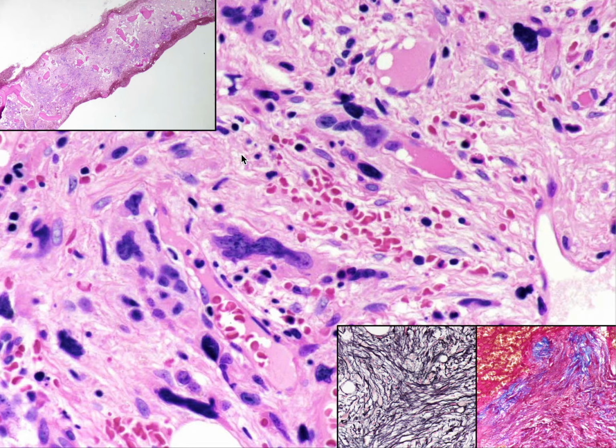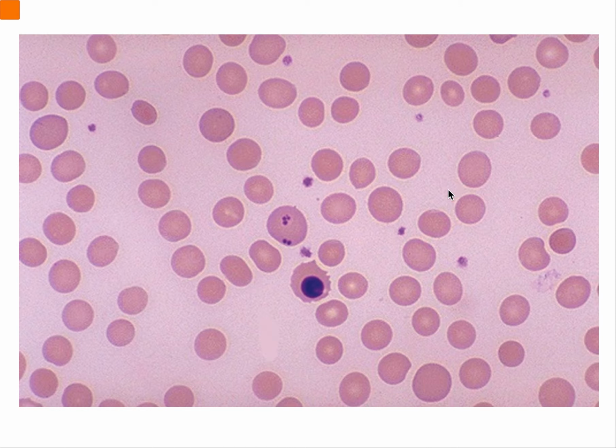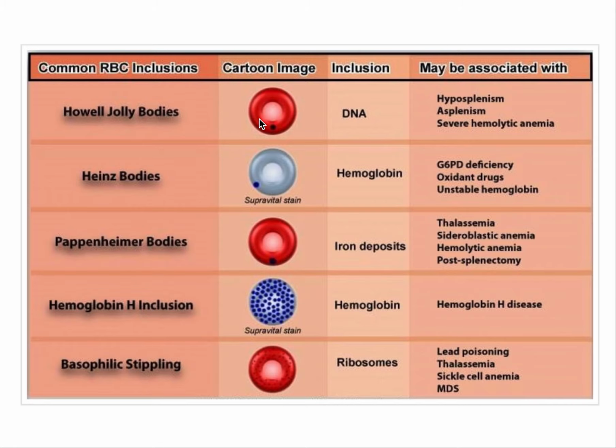So this is the biopsy showing very atypical megakaryocytes, hyperchromatic forms, 3+ reticulin fibrosis, focal collagenous fibrosis on trichrome, and the prior images showing concern with blasts in the blood smear. These are Howell-Jolly bodies, or these little DNA inclusions in a nucleated red blood cell. So again, different inclusions in red blood cells and the various associations that you need to know.